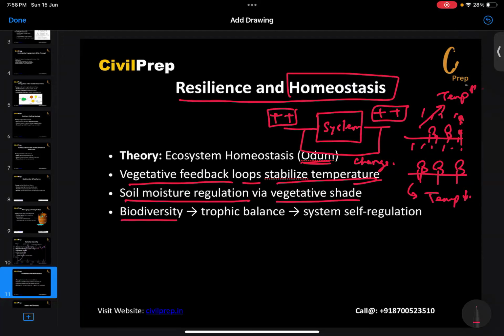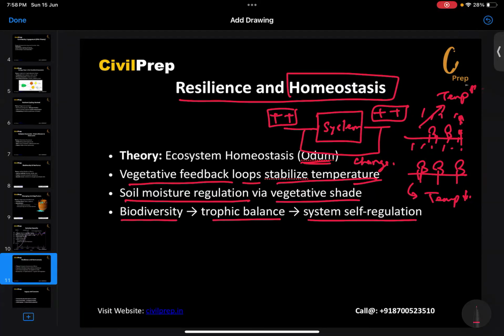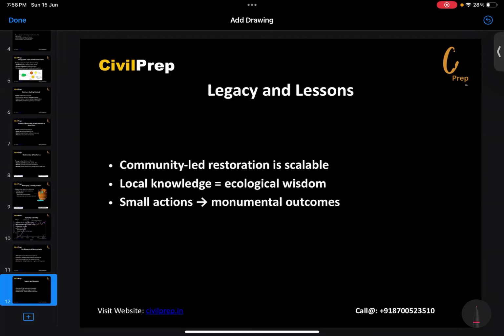Then biodiversity, changing trophic balance. Then system self-regulation, regulating itself. So this is one of the factors which helps to maintain the system's homeostasis here. Okay, so we see that the legacy is being seen in the contemporary time. And certain lessons, like community-led restoration, can be scaled from just one region to hundreds and thousands of regions. Then apart from this, local knowledge with respect to ecological wisdom is very important.